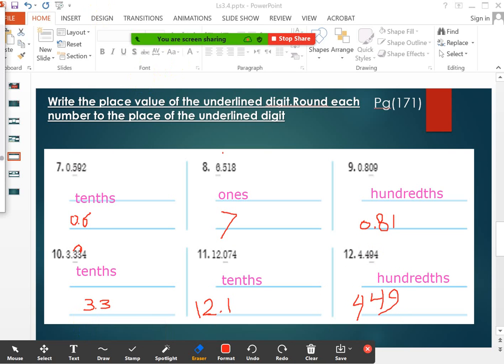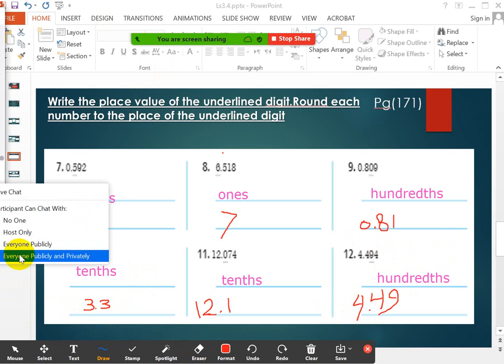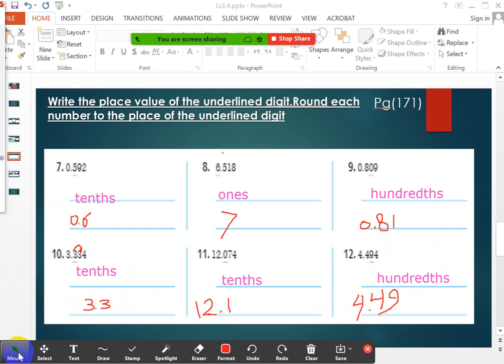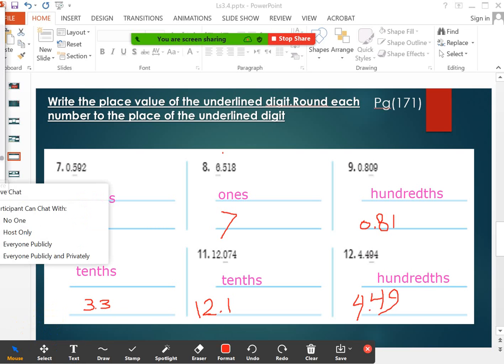So girls, if you finish, please type 1 in the chat box. If you finish, girls, please type 1 in the chat box. Okay, girls, why didn't you type?